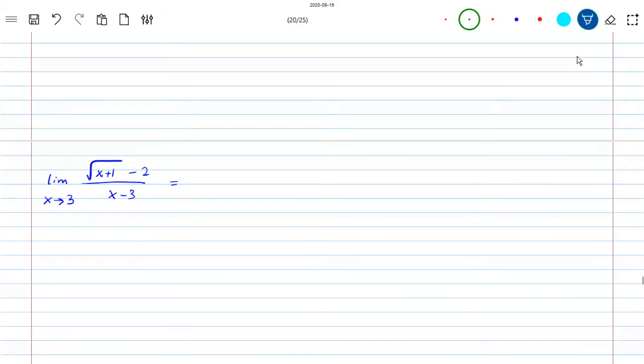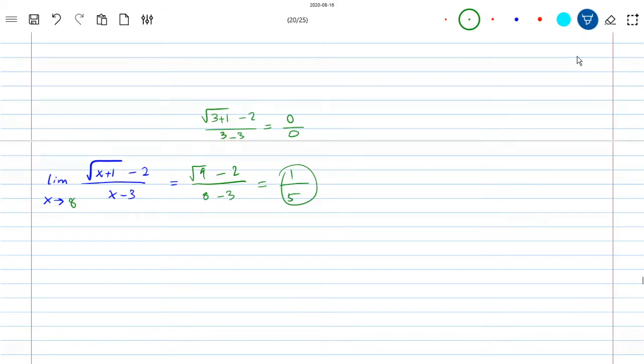Here again, if you replace x with 3, first test. What do you get? You get the square root of 3 plus 1, minus 2, divided by 3 minus 3. What you get is 0 over 0 again. This will be the square root of 4, which is 2, minus 2, 0 divided by 0. By the way, if this was 8 instead, you'll get the square root of 9 minus 2, divided by 8 minus 3. You will get 3 minus 2, which is 1, over 8 minus 3, 5. This would be your answer.